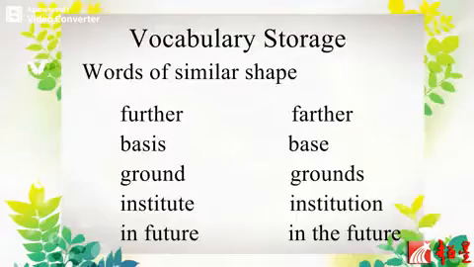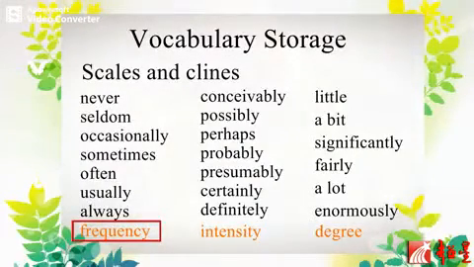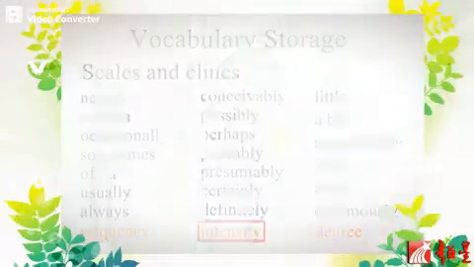Now the third, scales and clines. For example, this is what we call clines. Never on the top, always on the bottom. Always and never are opposites. Seldom and usually are opposites. All right? Occasional and often are opposites. So you can say this is what we call the cline. However, they form a continuum of different scales. Another example, like this is the scale of frequency. Okay? And this is the scale of intensity. For example, definitely, conceivably, possibly, certainly. Right? And this is also one thing, little, enormous. So they also form a cline. All right? This is one way to remember words. This is the third.